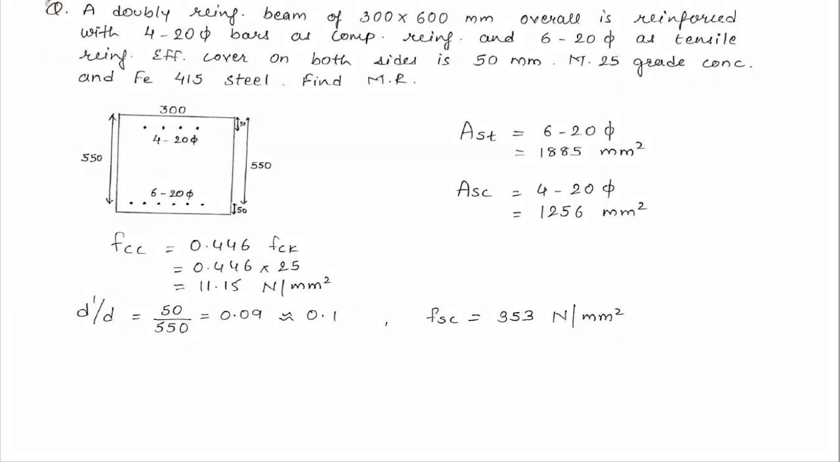So the cross section will be as shown here in the figure. The width will be 300, as mentioned in the question. 600 mm is given as overall, that means capital D. So the small d, that is the distance from the top layer to the bottom reinforcement, will be 550 because the cover is mentioned as 50 mm, and also the top cover is given as 50. So the top cover as well as the bottom cover will be 50 mm.